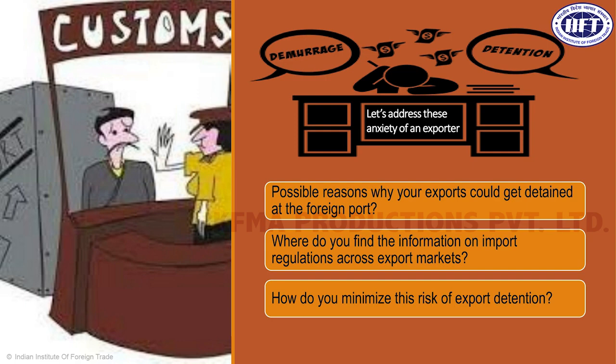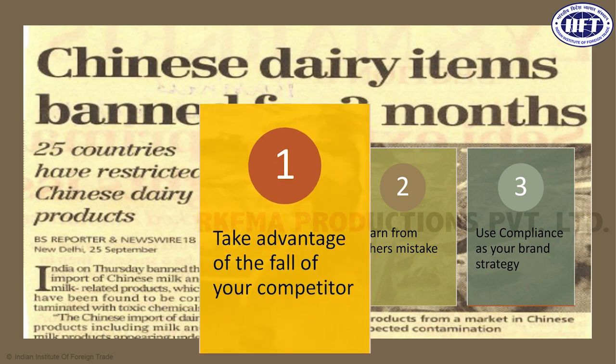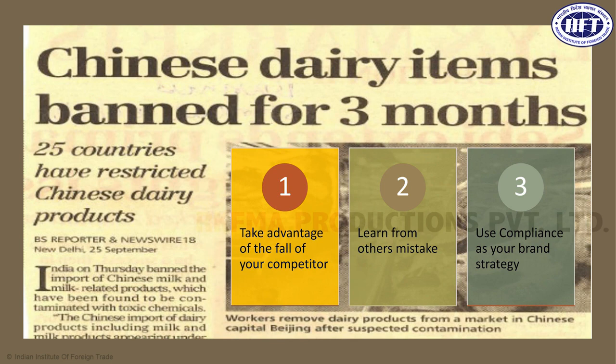Now let's take an example. There were 25 countries which restricted Chinese dairy products when melamine content was found in the export of Chinese dairy commodities. Now you are a dairy company from India. How can you take advantage of this situation when the Chinese were the biggest competitor for you? So the advantage of compliance is you can take advantage of the fall of your competitor on certain quality issues.